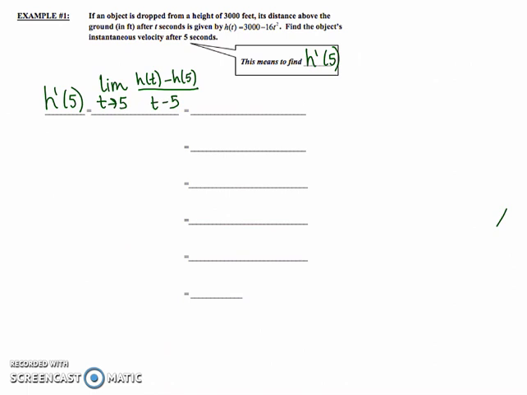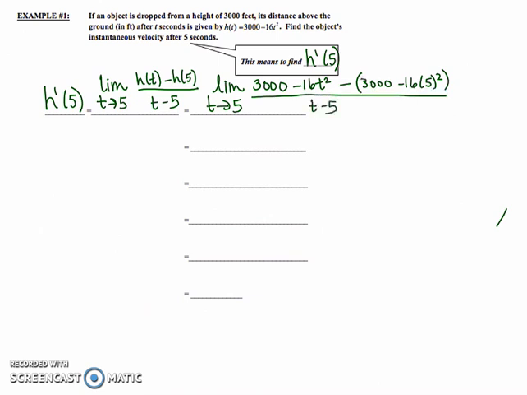So it's going to look like this when I write it out. The limit as t approaches 5 of h of t minus h of 5 over t minus 5. So h of t is just going to be the function with t in it. So 3,000 minus 16t squared minus h of 5, which is what I get when I plug 5 in for t. So 3,000 minus 16 times 5 squared. And this is all going to be over t minus 5. All right, so obviously now I just have some math to do.